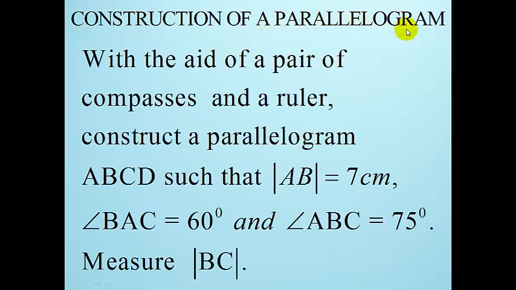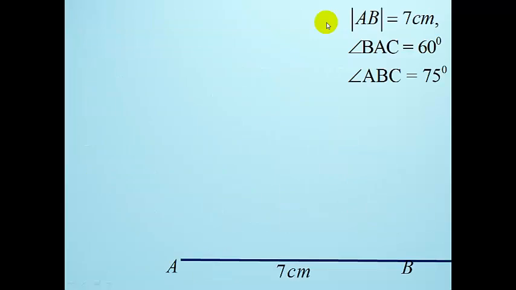Construction of a parallelogram. Now let's take a look at this question. With the aid of a pair of compasses and a ruler, construct a parallelogram ABCD such that AB equals 7 centimeters, angle BAC equals 60 degrees, and angle ABC equals 75 degrees. Measure the length BC. Now let's see how best we can construct this parallelogram.